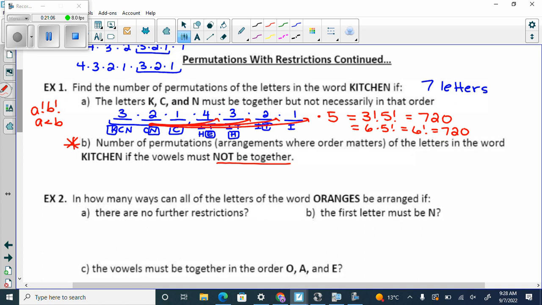Right? So how many different ways can I rearrange kitchen? No restrictions. Anyone know? 7 factorial. Because I'd have 7 letters for this, then 6, then 5, then 4, then 3, then 2, then 1. So this would be kitchen, no restrictions. Is that 5,040? I can't remember. Okay.